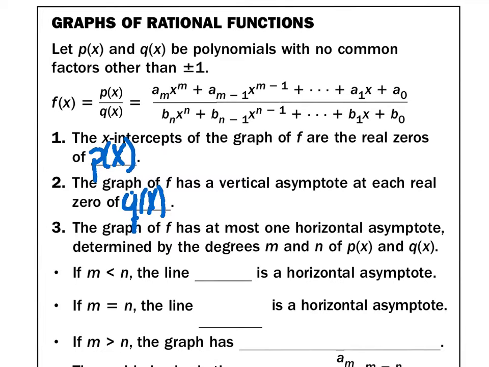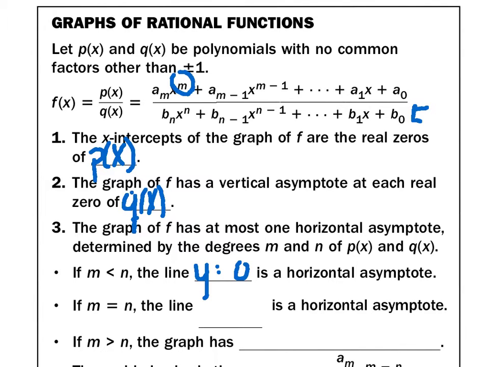So we need to set the denominator equal to 0 and figure out what those zeros are. And then each time we have a zero, we can get a vertical asymptote. The graph of f has at most one horizontal asymptote determined by the degrees m and n. So if m, on the top, the highest exponent, is less than n, then we have the line y equals 0 as a horizontal asymptote.